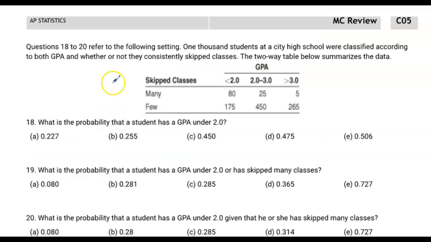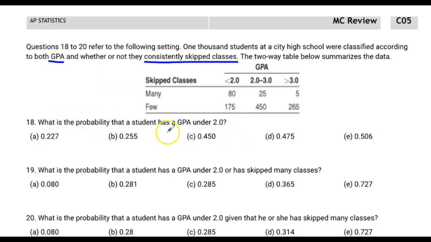All right, we're in the home stretch. Moving on to question 18. And 18 to 20 refer to this GPA table. 1,000 students at a city high school were classified according to GPA, and whether or not they consistently skipped classes. As you could probably guess, there is a correlation between those things, but we're not going to talk about correlation in this chapter. Let's wait for chapter 12.